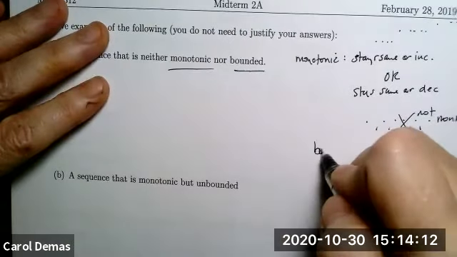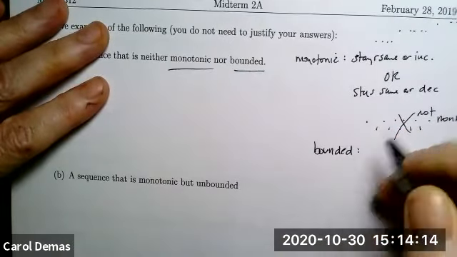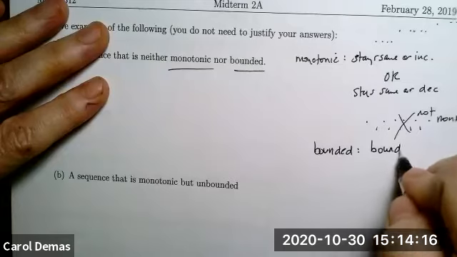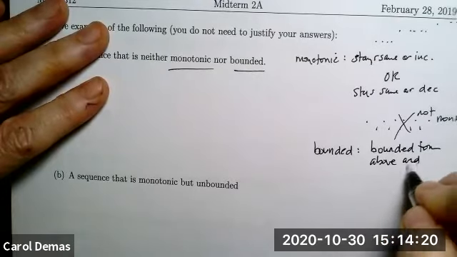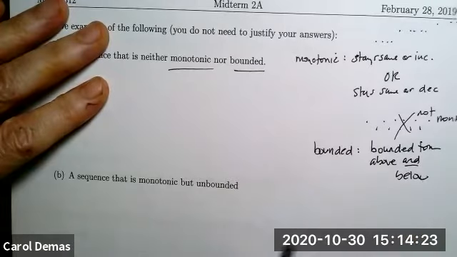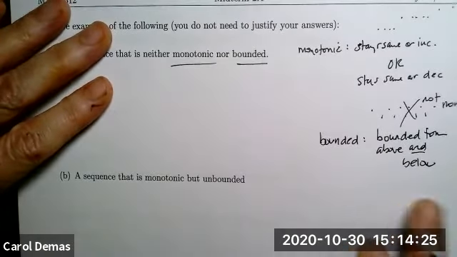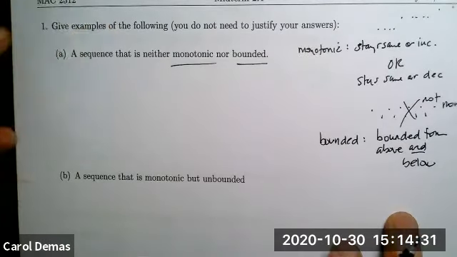And bounded means bounded from above and from below, okay? It has to converge if it's bounded and monotonic, that's correct.